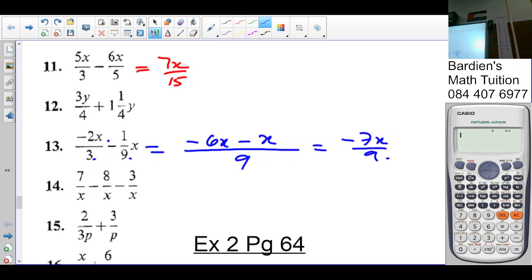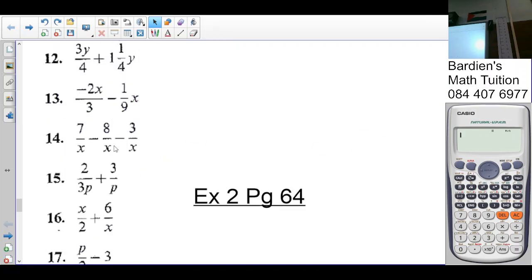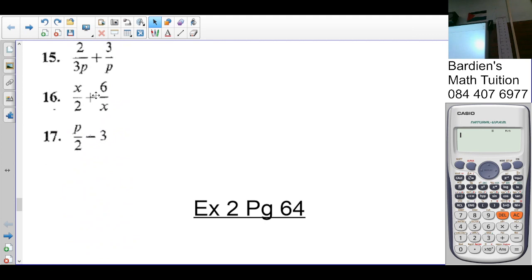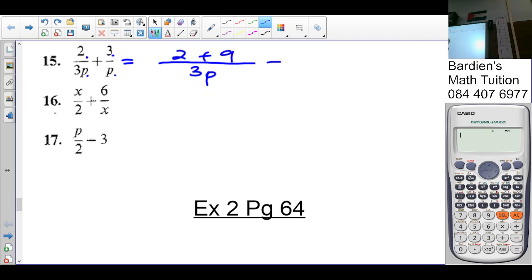Okay. So answer to number 15. What's the LCM here? 3P. Okay. 3P times what is 3P? 1. Times by 1 I get 2. P times what is 3P? 3. 3 times 3 is 9. It's going to be 11 over 3.